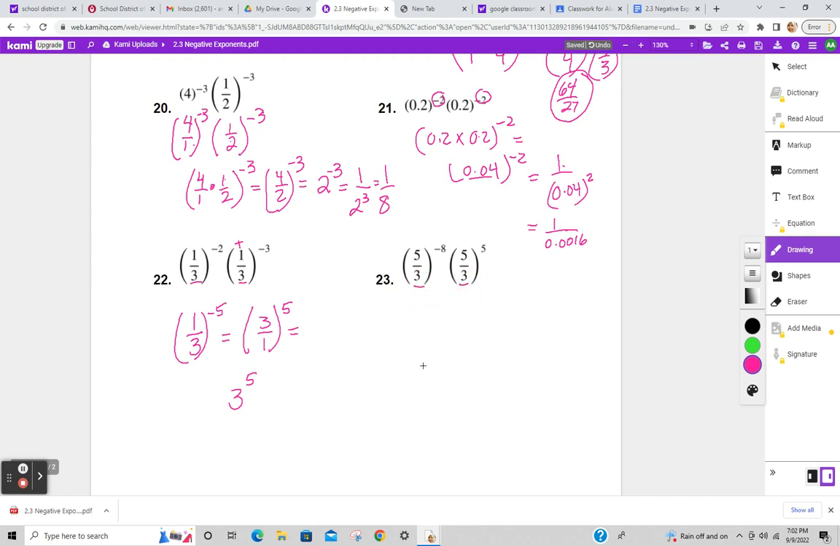We have powers with the same base, 5/3, so we're going to keep 5/3. And we need to just add negative 8 plus 5, that'll give us negative 3. Because we don't want negative powers, we'll flip-flop that. And this will be our final answer. 3 to the 3rd power is 27, and 5 to the 3rd power is 125.